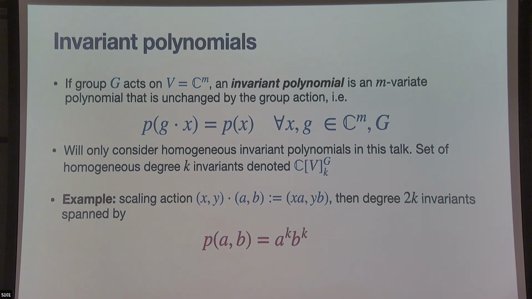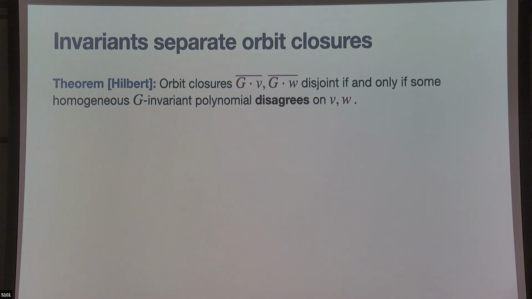Okay, and there's a famous theorem that for reductive groups, orbit closures are disjoint if and only if there is a homogeneous G-invariant polynomial which disagrees on the two vectors.